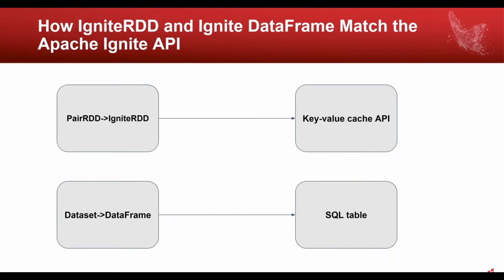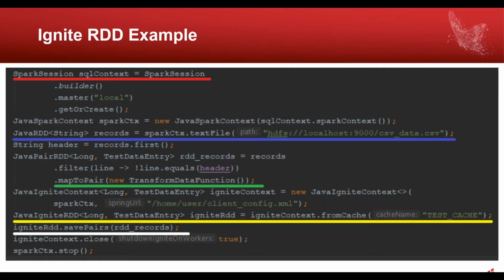Okay, let's take a look at some examples. First of all, an example for Apache IgniteRDD. What you can see here: each job starts from a Spark session. Spark session is some kind of Spark context that contains some properties that you can provide to each job. Using this Spark session, we read data. In this case, it's a CSV file located in HDFS.